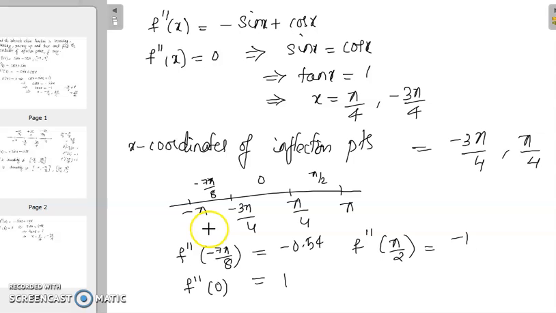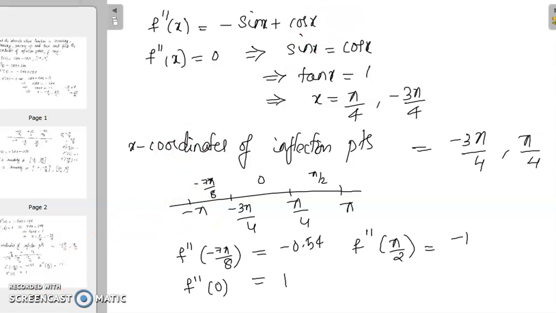The first interval is negative, so it will be concave down. The second interval will be concave up, and on the third interval you will have concave down. So concavity changes at these 2 points.